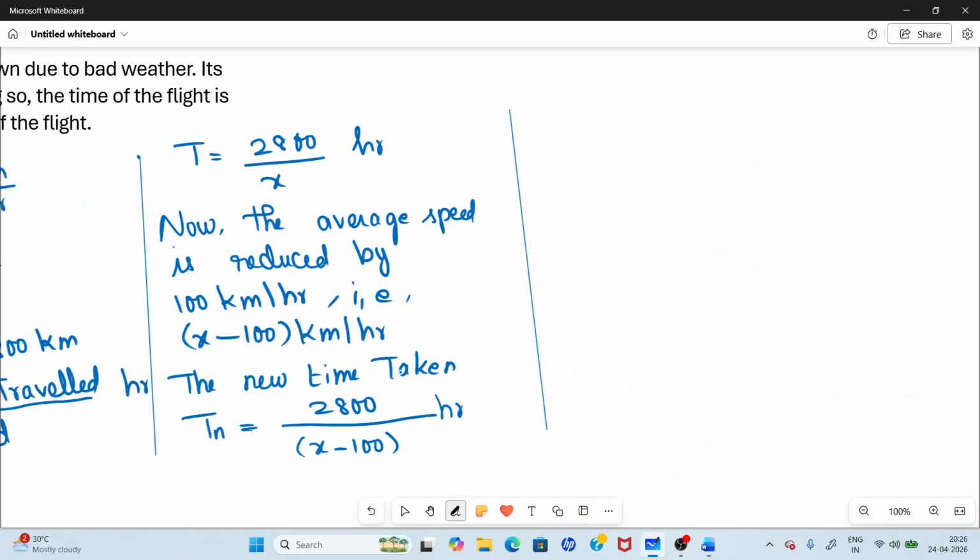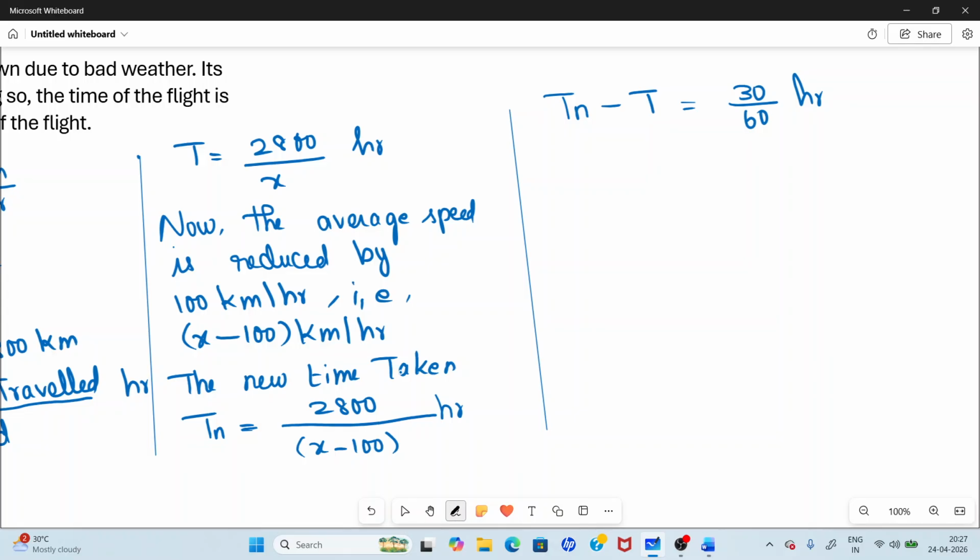So according to the question, since the speed is reduced, there is a delay of 30 minutes. So the new time Tn minus T, the original duration, is 30 minutes. So here the speed is given in kilometer per hour. Okay. And the delay is given in minutes, 30 minutes. So you have to convert the delay into hours. So 30 minutes is half an hour. That is 30 by 60 hours.